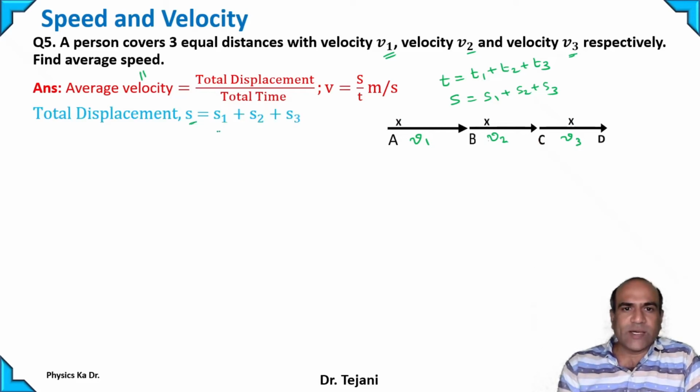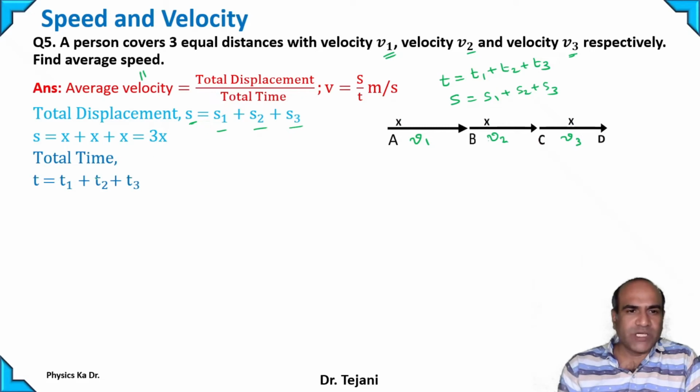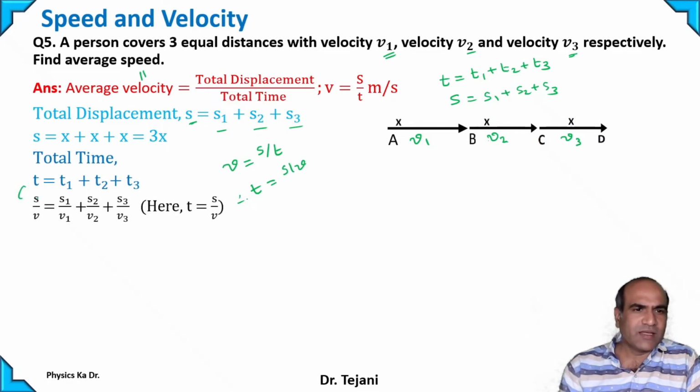So s is equal to s1 plus s2 plus s3. Can we write 3x? Yes, of course, sir. Great. Then what about time? Total time is equal to t1 plus t2 plus t3, and we already know that v is equal to s divided by t. Therefore, t is equal to s by v. Can we put this here? Yes, sir. So t becomes s by v, t1 becomes s1 by v1, t2 becomes s2 by v2, like that, right?